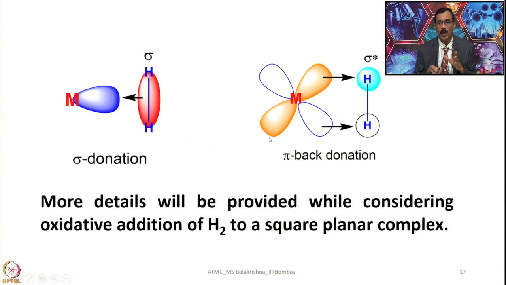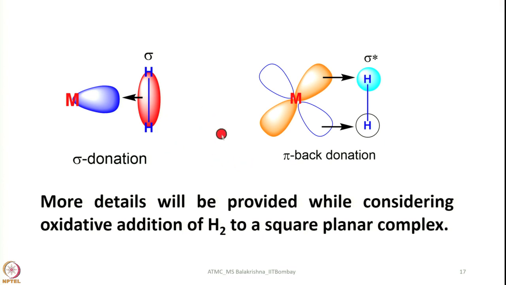More details will be provided while considering oxidative addition of H2 to a square planar complex. When I go to oxidative addition and reductive elimination reactions, I shall elaborate more about how one can manipulate hydrogen coordination to a metal center for the purpose of hydrogenation of olefins and other unsaturated organic compounds that you cannot do conventionally even at very high temperature.